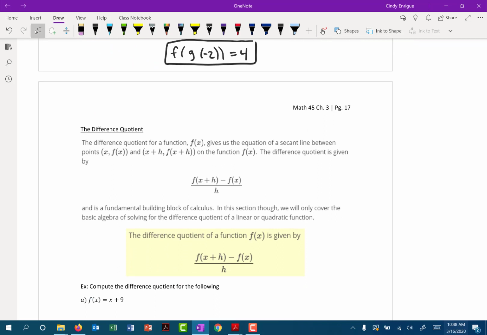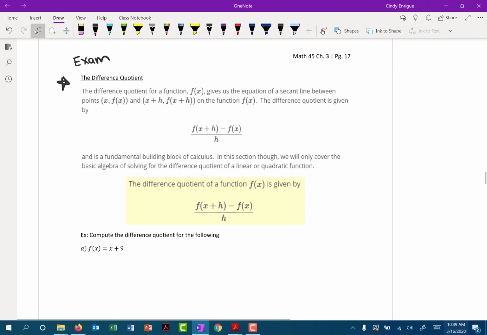So on page 17, we now have the difference quotient. The difference quotient is very important. And when I say very important, that probably means it's going to be on the next exam. This is kind of like the beginning of calculus. What this tells us is the secant line between the points. And you're like, what the heck is a secant line? It's something that happens once you're looking at calculus, but that's okay.